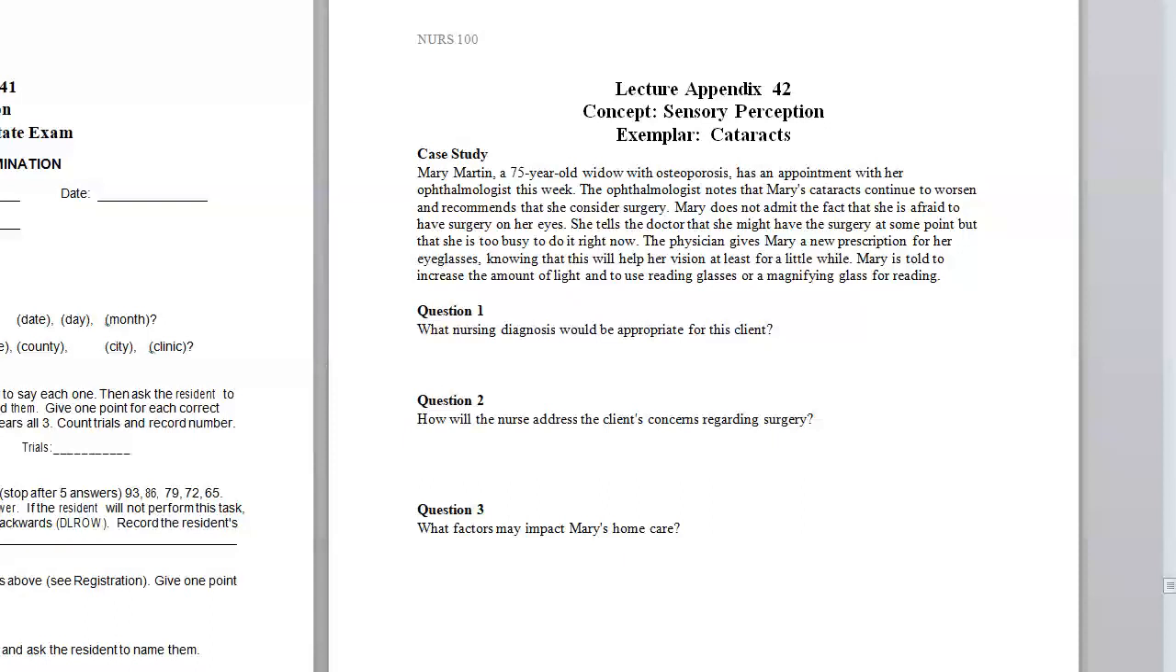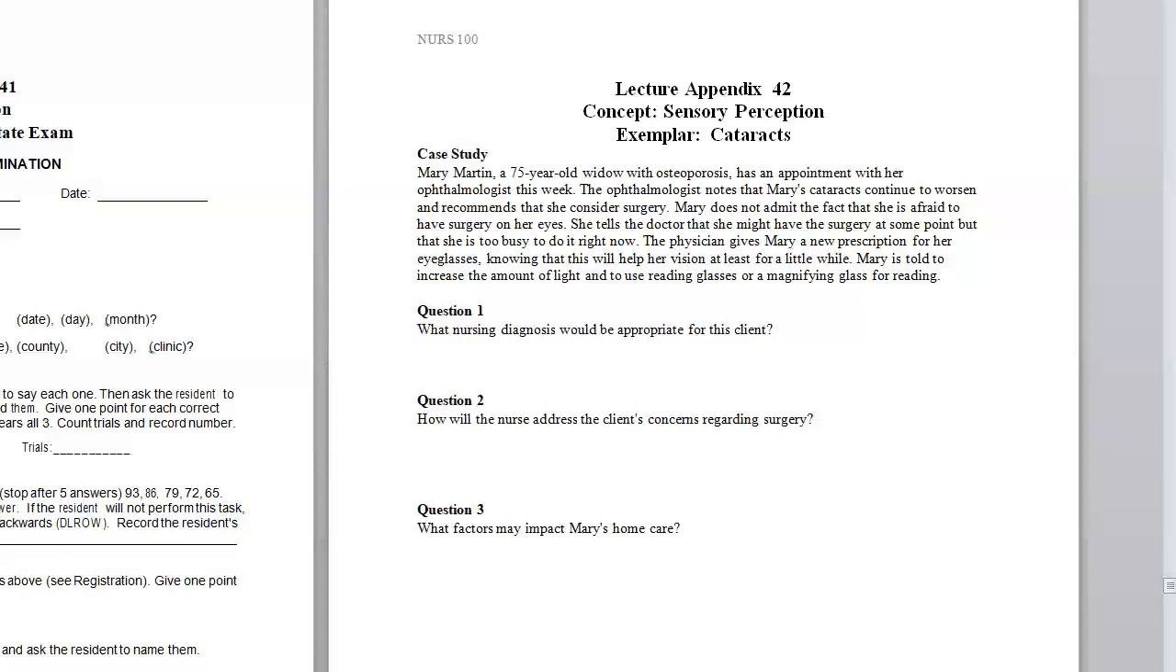Mary is told to increase the amount of light and to use reading glasses or a magnifying glass for reading. So as you can see from question 1, what nursing diagnosis would be appropriate for this client? Obviously, with just this little bit of information given to us about Mary, there are a few answers that would be appropriate for this patient. As I read about her situation, I look at her safety, altered safety as exhibited by impaired vision. That's something that really comes to mind and concerns me somewhat.